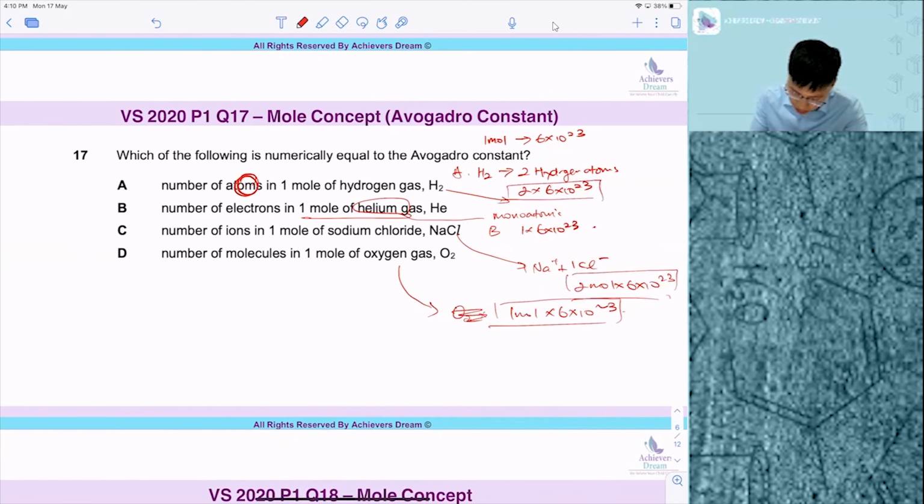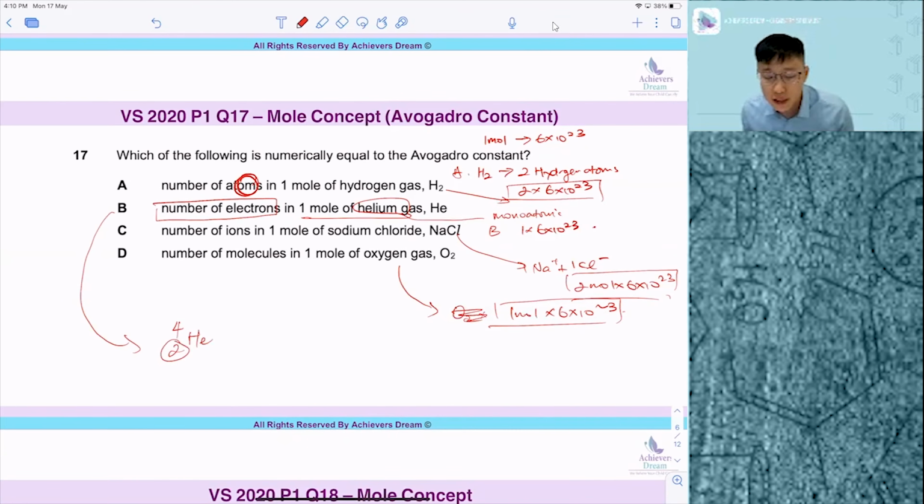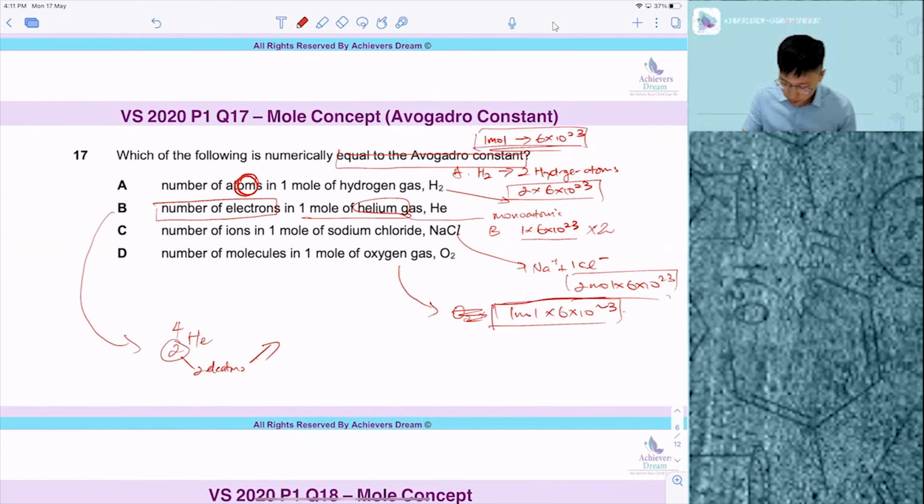Take note of the number of electrons. Helium is 4,2, where the atomic number and atomic mass are taken from the periodic table, and this 2 means 2 electrons. So over here, let me finish this. It's 1 times 6 times 10 to the power of 23 times 2. So if you want it to be equivalent to the Avogadro constant, which is 1 times 6 times 10 to the power of 23, you need to use this one. Do you get it correct? Answer is D. Question 17 for you.